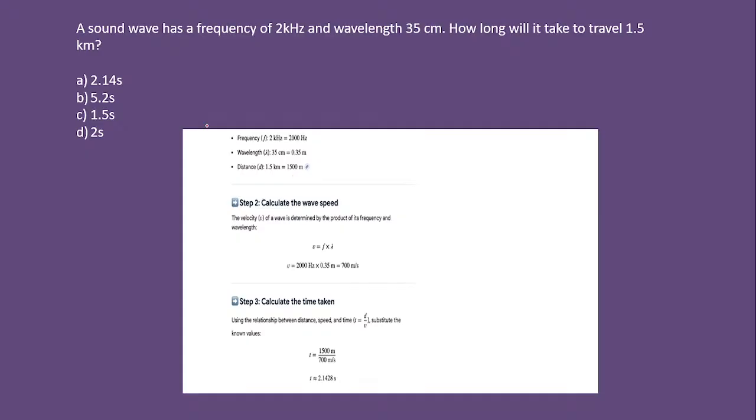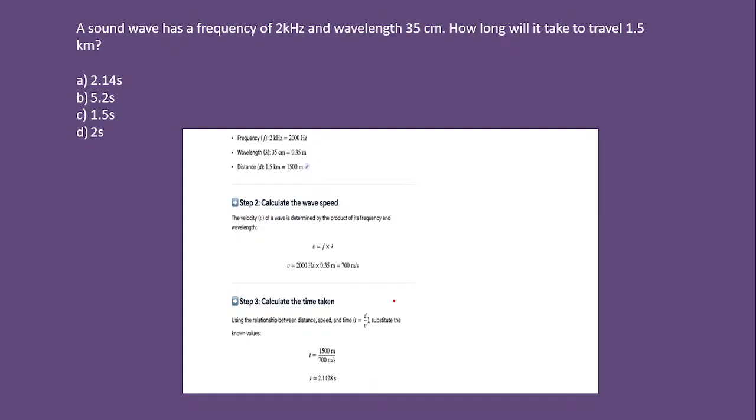Now you have to find out how long, that means the time. What is given? Frequency is given, wavelength is given, distance is given. So which formula will you use and what will we find out first? First we'll find out the speed or the velocity, v. So v equals f into lambda. Lambda equals velocity by frequency, so we can write velocity equals frequency into lambda. Put the values, you'll get 700 meter per second. Now velocity is also equal to distance by time.